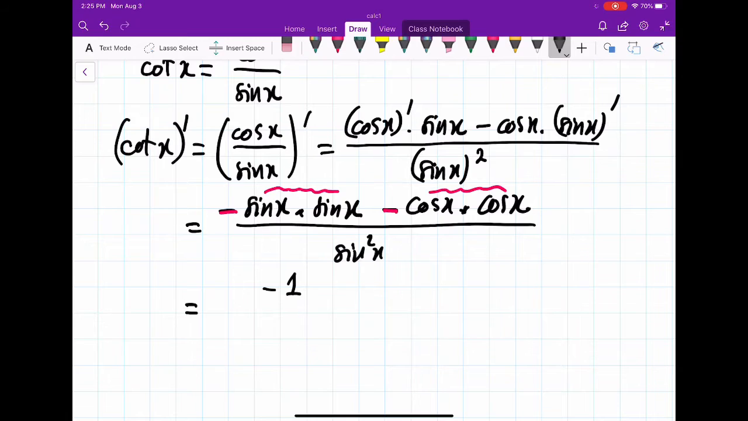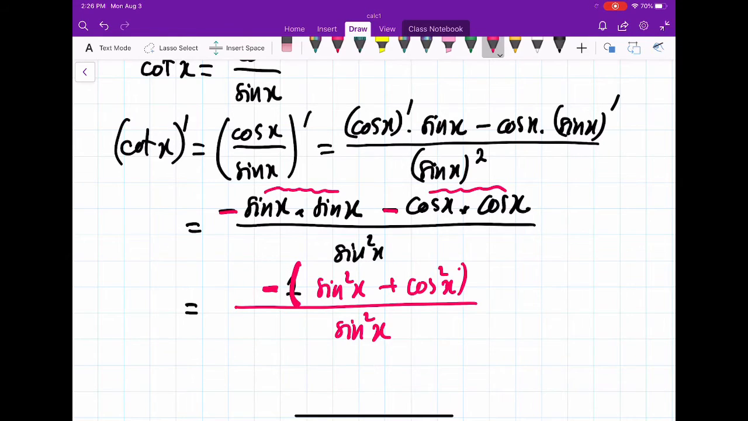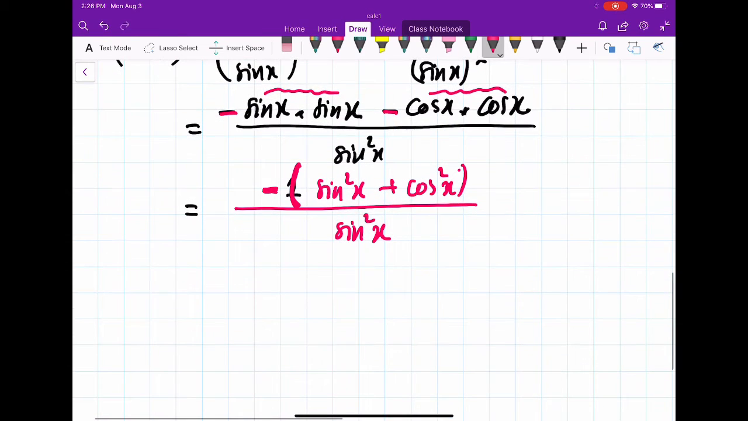Is that correct? Oh, okay, let me rewrite that. That is negative of sine square x plus cosine square x. I just factor the negative out and use parentheses, and have sine squared x in here. So you might have negative 1 over sine square x.